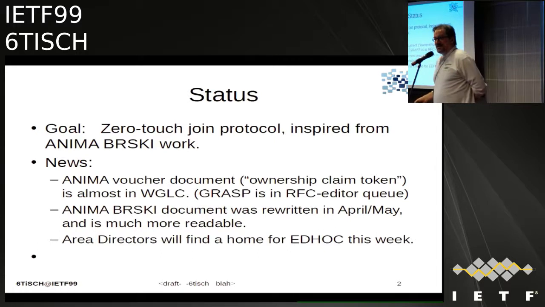It could go in ACE, it could go in other places, and some area directors are going to have lunch and figure out what's going on. And so that's taken a fair number of cycles to convince people that there's a problem to be solved here. Both a problem of where the document goes and a problem that the document actually solves that we need.